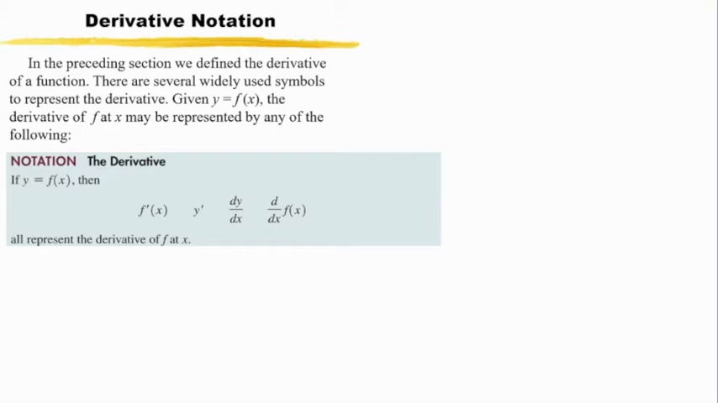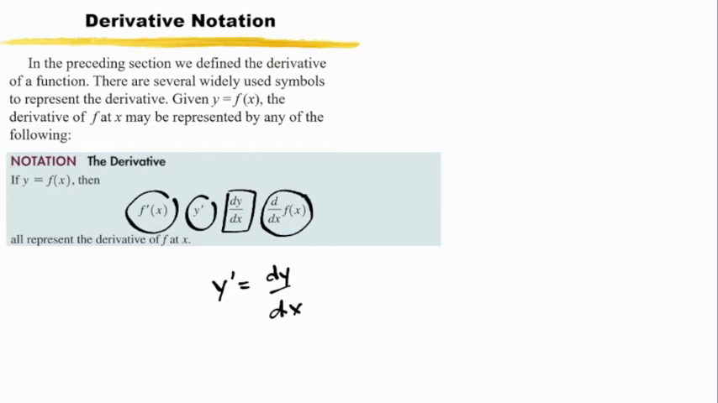So we begin with derivative notation. In our previous section, we were working with the limit definition of the derivative, and we introduced the f prime of x notation. But if the function is defined as y, then its derivative would be y prime, or we can refer to it as dy dx.